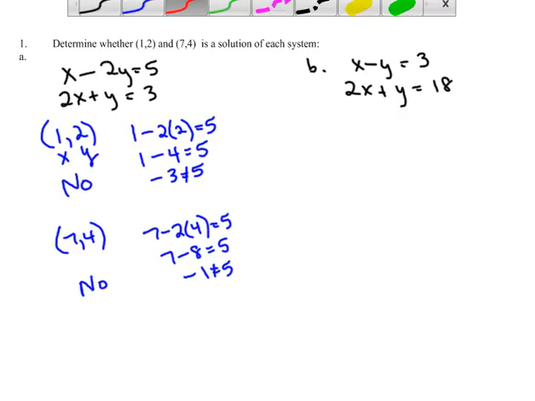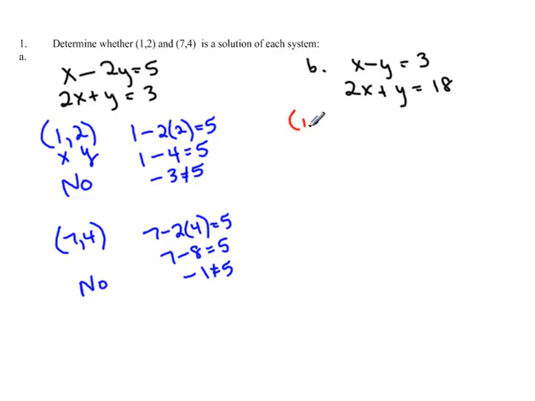Okay, let's try the next system of equations, system B, and we're using the same point. So I'm going to look at the point 1, 2. Again, substituting 1 is the x, 2 is the y. So I get 1 minus 2 equals 3. Negative 1 equals 3. Again, no, that doesn't work. That's false. So I'll check the last point, 7, 4, into system B. 7 minus 4 equals 3.